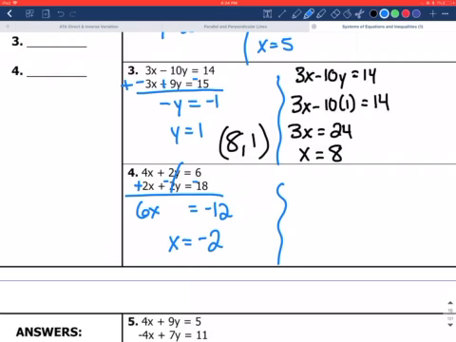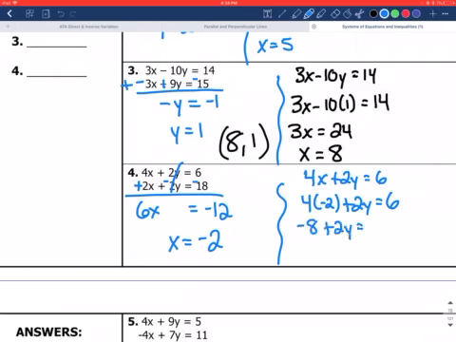Excuse me. From there, we take that negative 2 and plug it in for the x. So that will be a negative 2 up top. Negative 8 plus 2y equals 6. We're going to add 8. 2y will equal 14, and y will equal 7. So our final answer there is negative 2, 7.